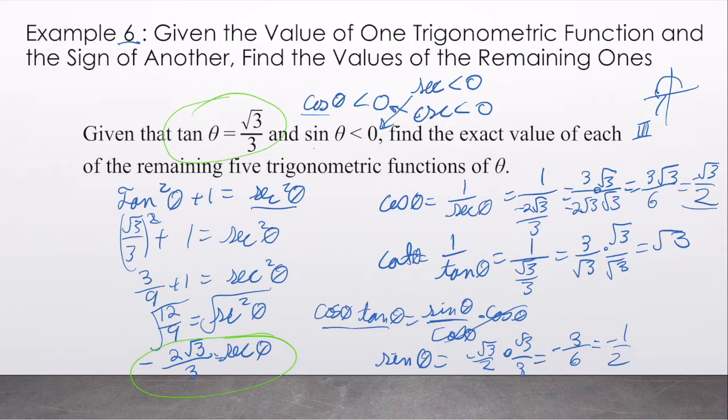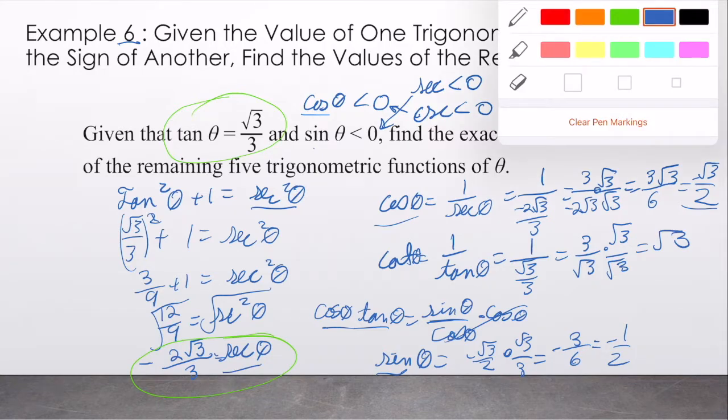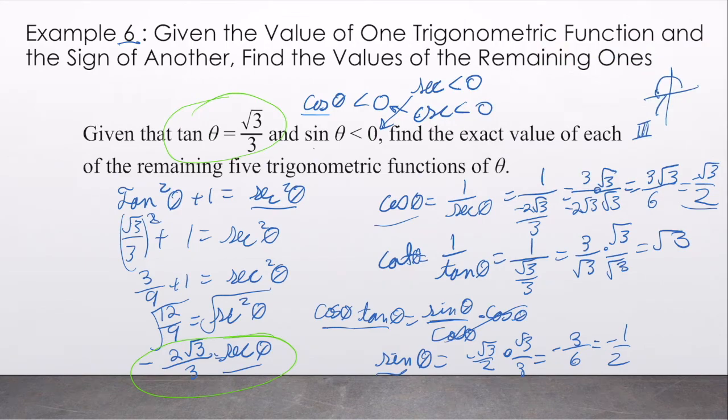Okay, so now I've got sine, cosine, secant, tangent, cotangent. All I have left is cosecant. Cosecant of theta is 1 over sine of theta, which is 1 over negative 1/2, which is negative 2. And therefore, using the trig identities, we found all of the exact trigonometric values of these functions.